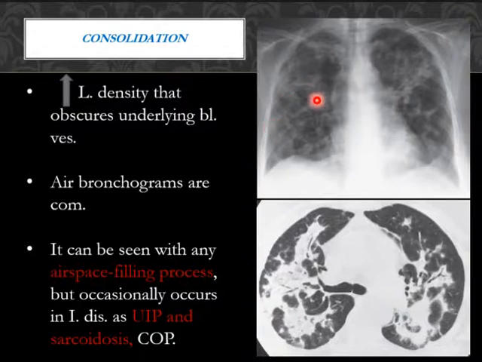In the chest X-ray, you see patchy areas of consolidation and airspace opacification, and in the thin section CT, we see peribronchial opacification and areas of airspace opacification.